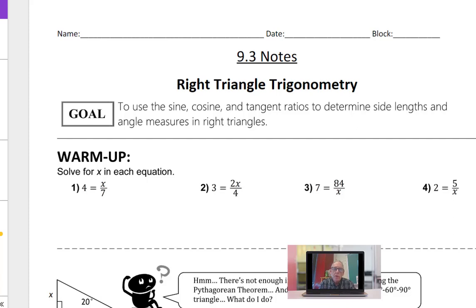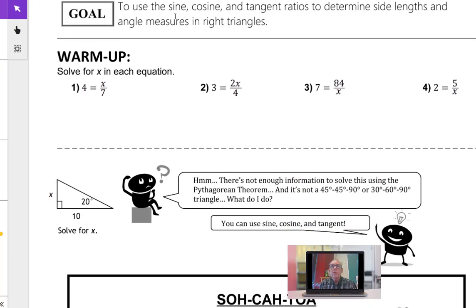Okay, this page goes with the notes on our right triangle trigonometry. So we're going to use sine, cosine, and tangent ratios to find missing side lengths in right triangles. So let's look at these first ones. We have some algebra equations to simplify here.